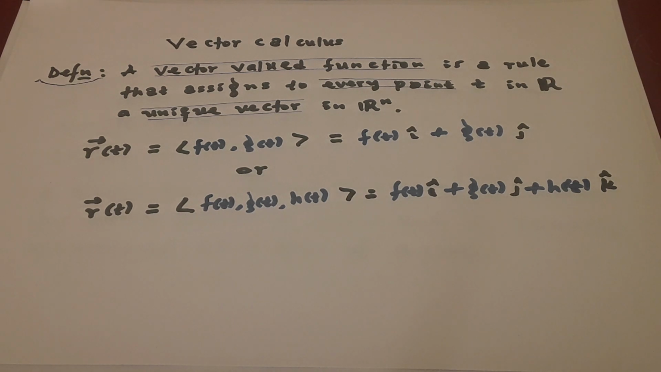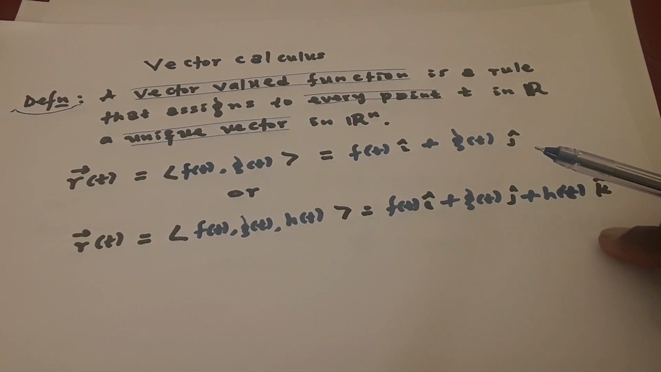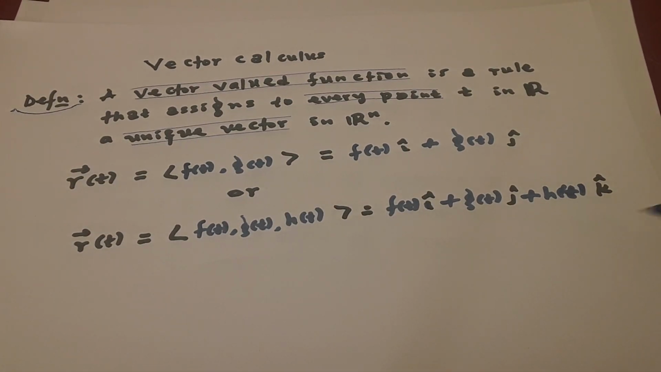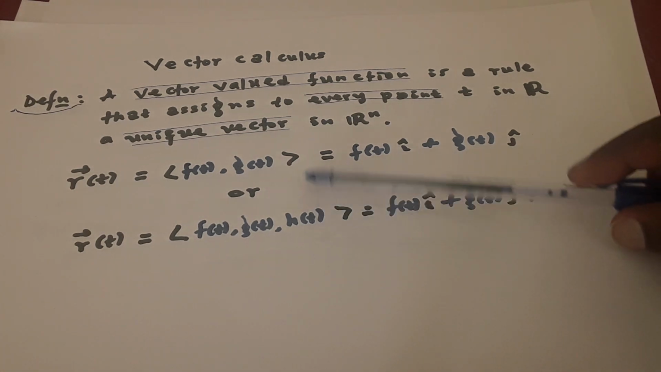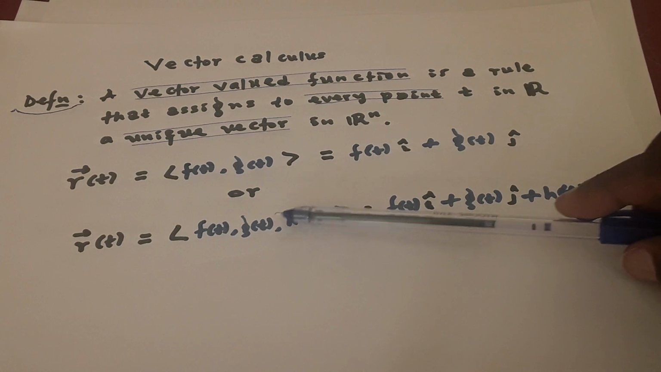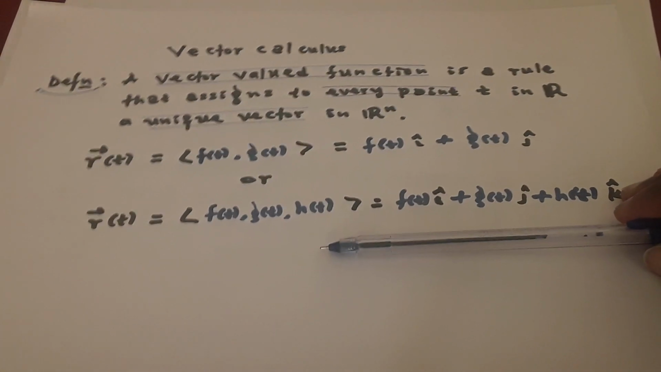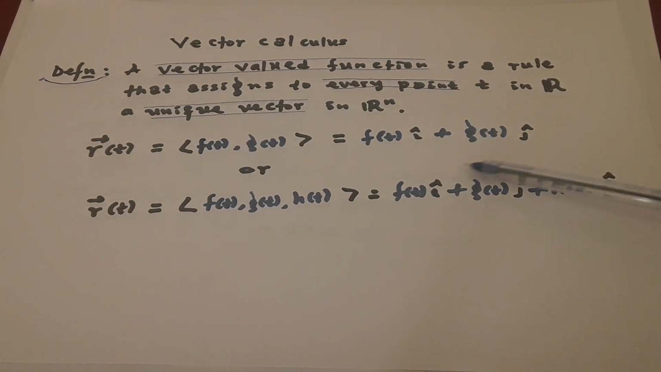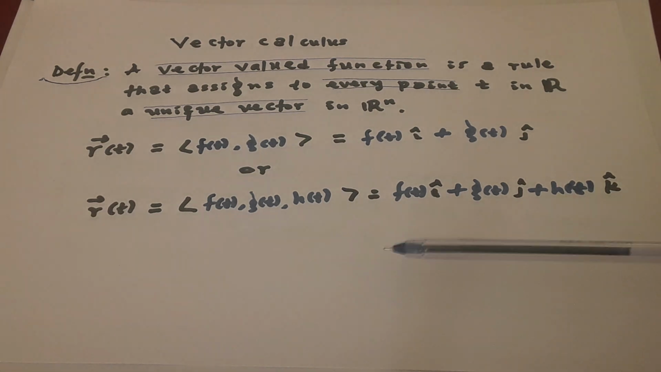It's just a rule that assigns to every point, because it's just a function, a mapping or a rule that assigns to every point in R a unique vector in Rn, that is, in n dimensions. So we have r of t, either f of t, g of t in 2 dimensions, that is a 2-dimensional vector valued function, or the 3-dimensional vector valued function, f of t in the i plus g of t in the j plus h of t in the k, either in ijk components or component-wise here.